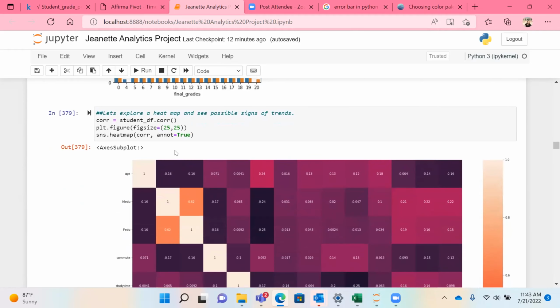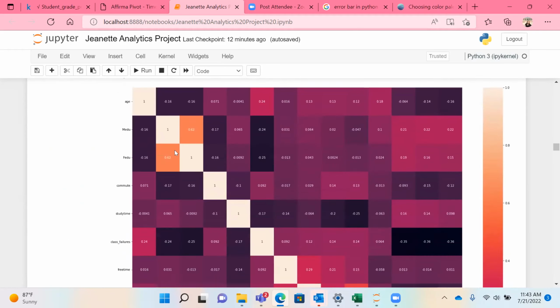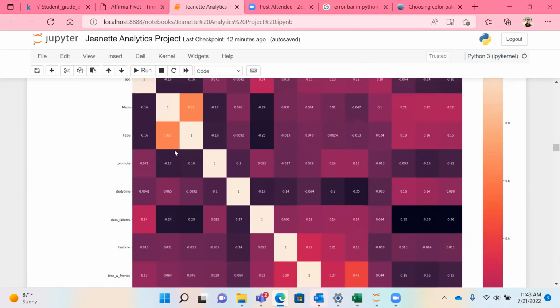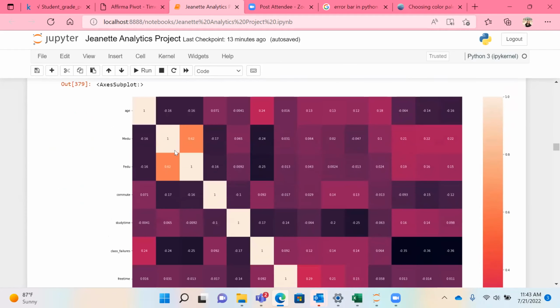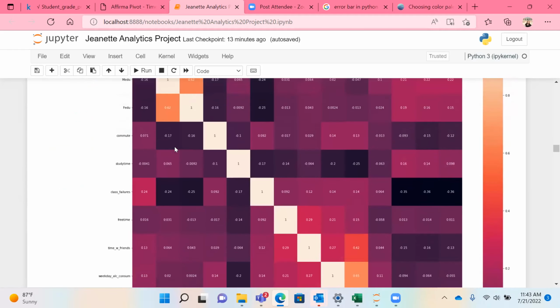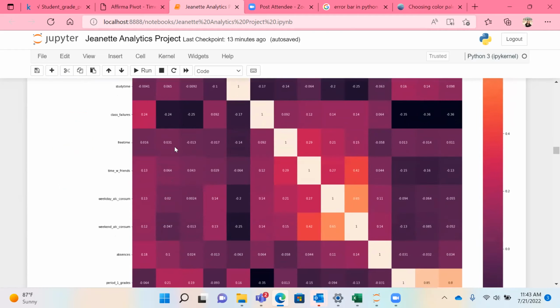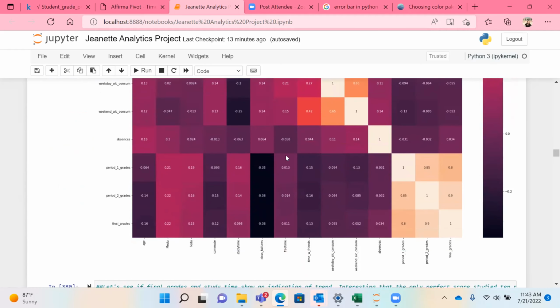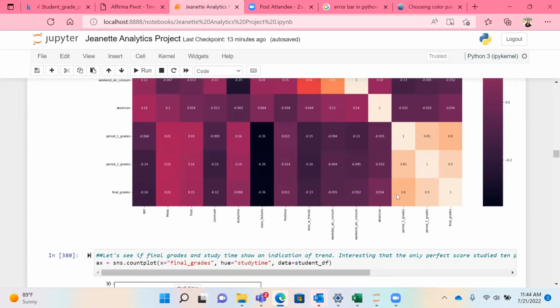So I wanted to do a heat map. I like the colors that they gave me, but since there was so much data, I just wanted to see where I could show my focus. This is kind of a lot, but something that really struck me was down here with period 1, period 2, and then final grades. I saw that these were very light in color, which showed that they had some trends maybe together. So I knew that was something I really wanted to look into.